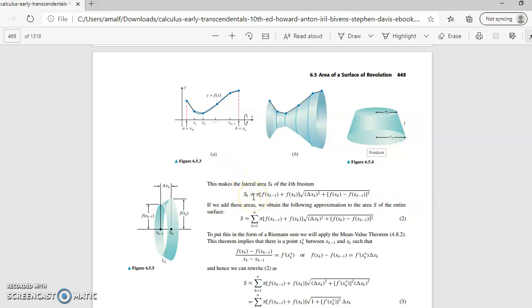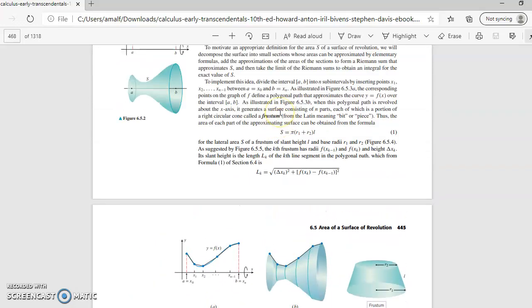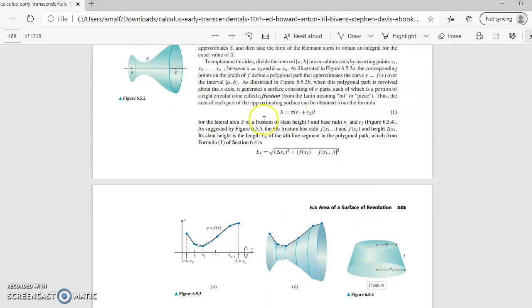Let me take the surface area of the frustum. If you have a structure like this, where the larger radius is R1, the smaller radius is R2, and the slant height is L, then the surface area of the frustum is given by pi times R1 plus R2 times L. That is the surface area of the frustum.